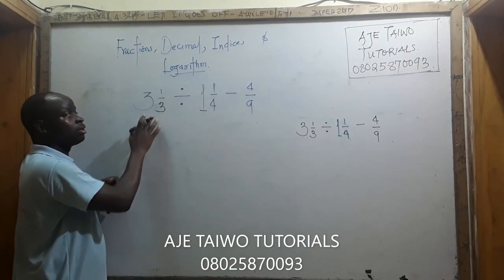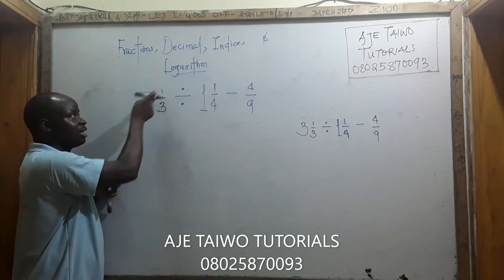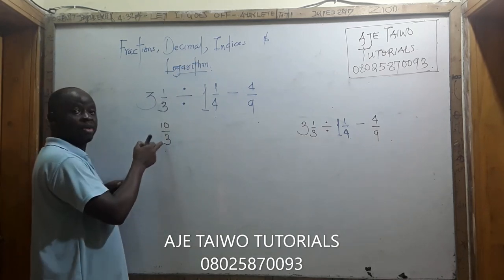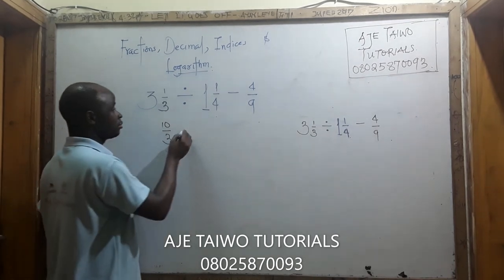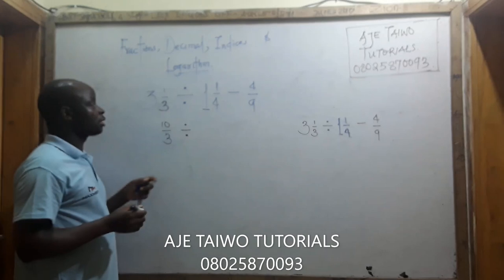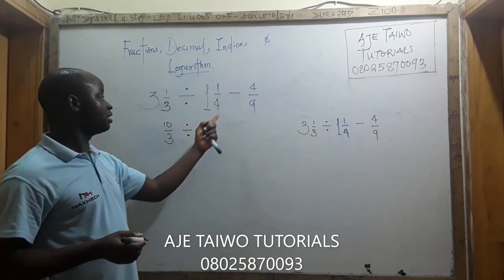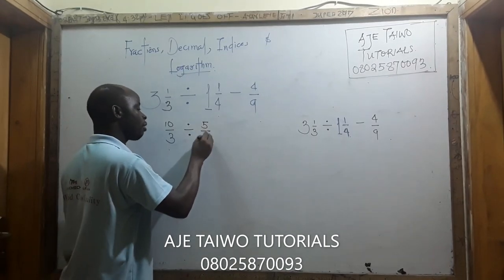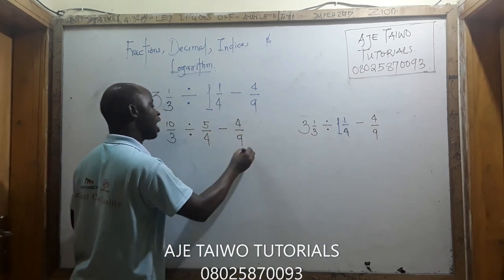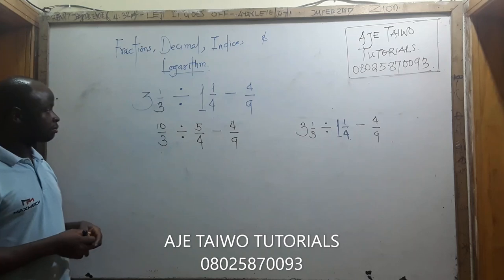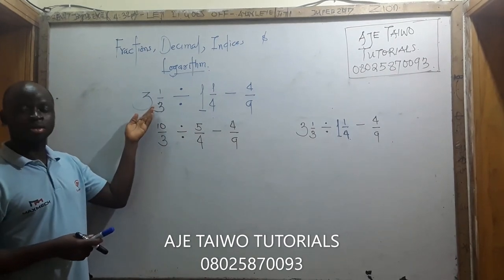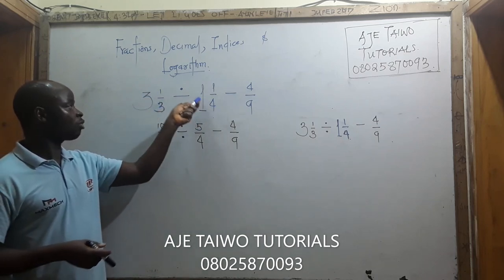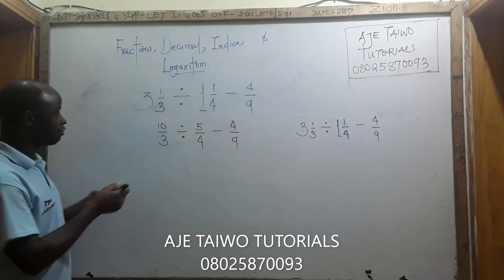It's a mixed fraction. We know how to convert a mixed fraction. That'll be 3 times 3, 9, plus 1, 10. That'll be 10 over 3, divided by this 1 whole number 1 over 4. Convert it. That's 4 times 1, 4, plus 1, 5. That's 5 over 4, minus 4 over 9. So I've converted the mixed fractions to improper fractions: 10 over 3, 5 over 4, minus this. So we now have what?